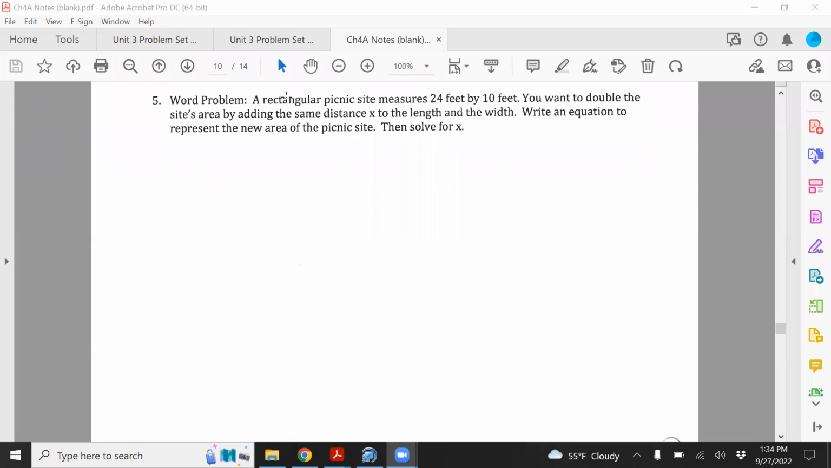All right. So let's talk about word problems. There's no diagram here, so we're going to draw one. After we draw one, we're going to work it out. Page 10 of the notes.